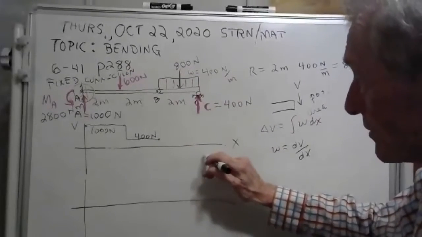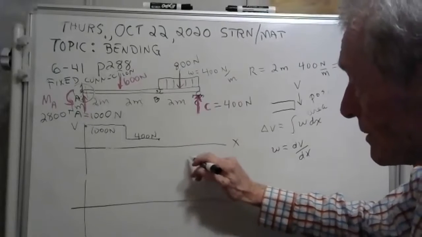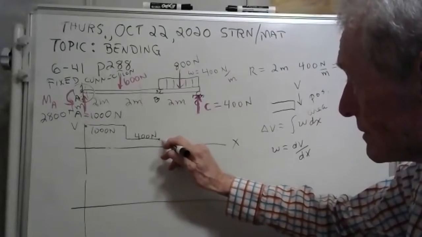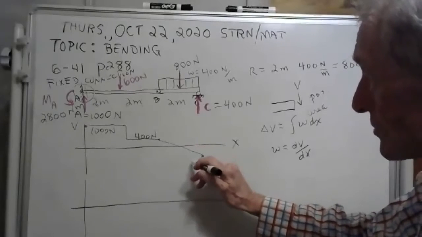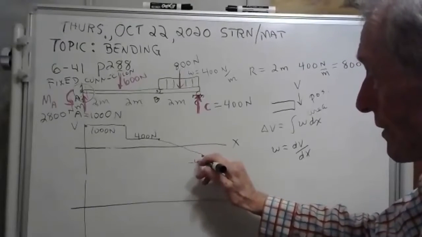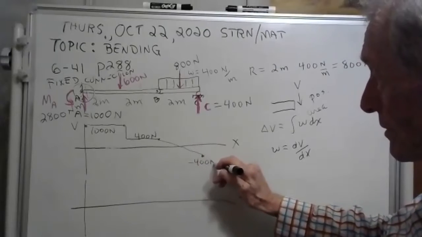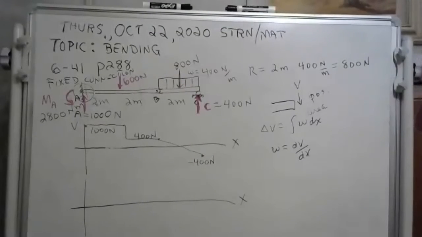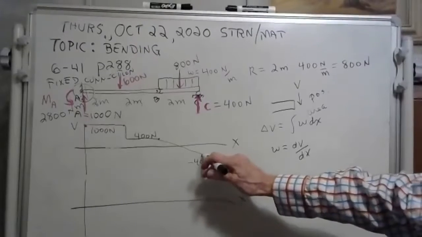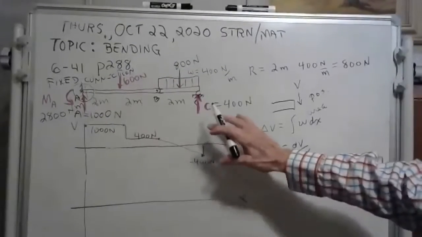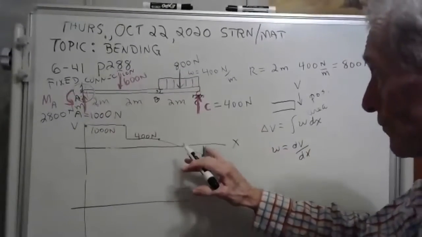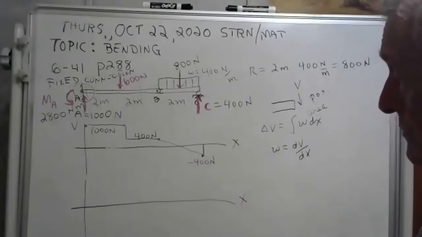And if you go down 800, that's going to put you at minus 400 newtons. And then when you get there, it pops up. Now, this is one case where you can draw that line and go back up to 0 if it makes you happy, because you have a 400 Newton force that brings it back to 0 there.